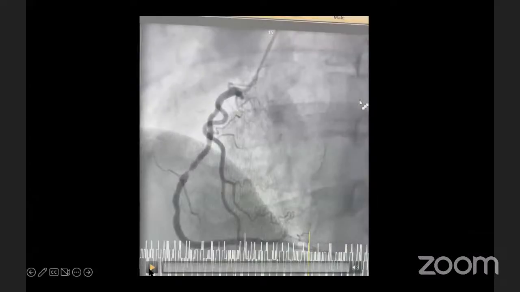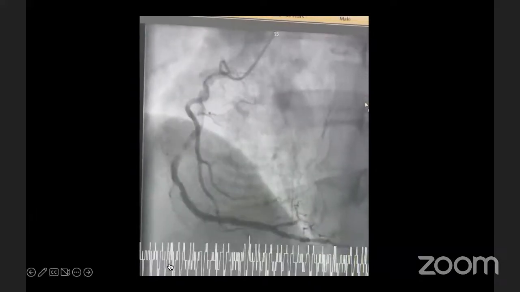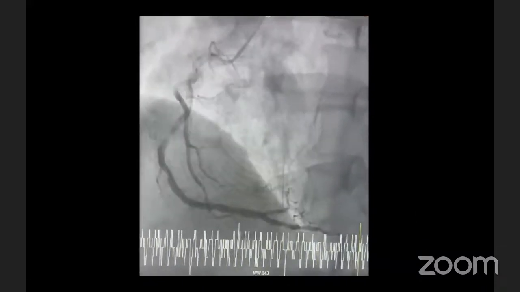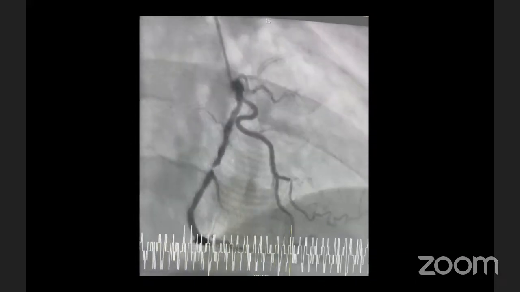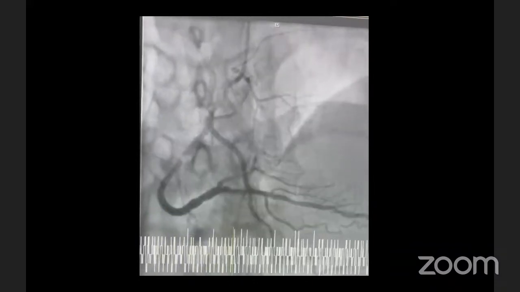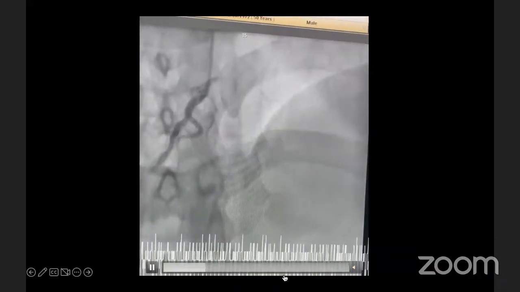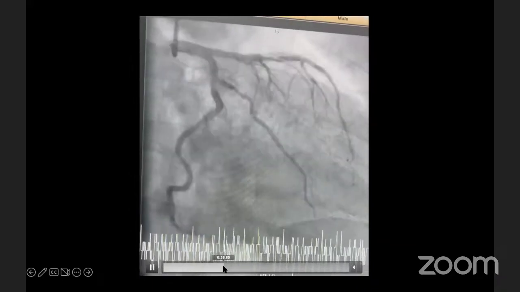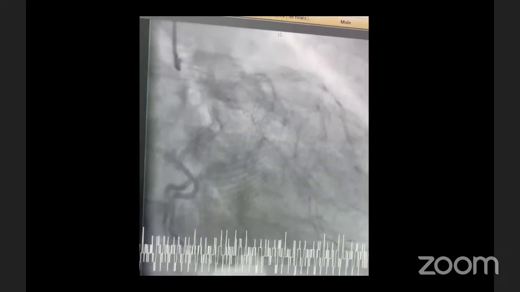Okay, this patient was actually sent to the cath lab, and this is her angiogram. I can see this is the right coronary artery. I can see a mid segment stenosis. The PDA is patent. I cannot see any disease. There is a collateral flow to it. And then this is the left system.